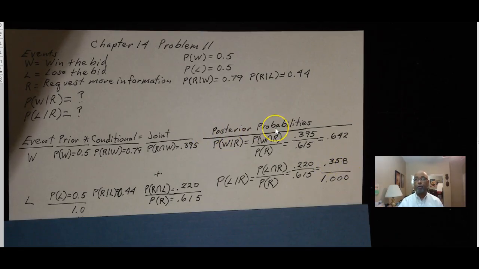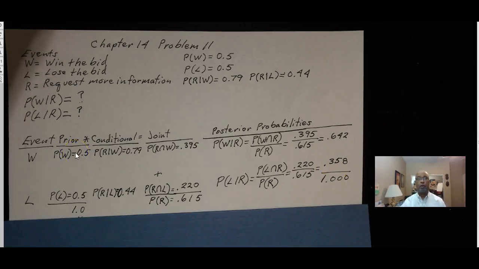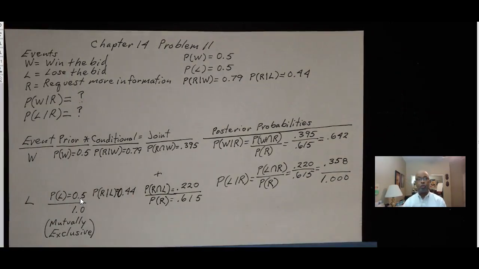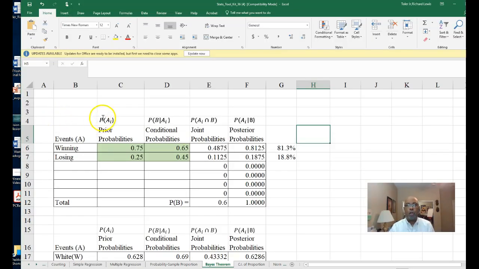Now, both the posterior probabilities added together are also mutually exclusive, so they must add to 1, just as the prior probabilities are also mutually exclusive, so they have to add to 1 as well. So that's the tabular method for solving the problem. So I haven't shown you how to do this manually, and you can do these manually, it's not very complicated.